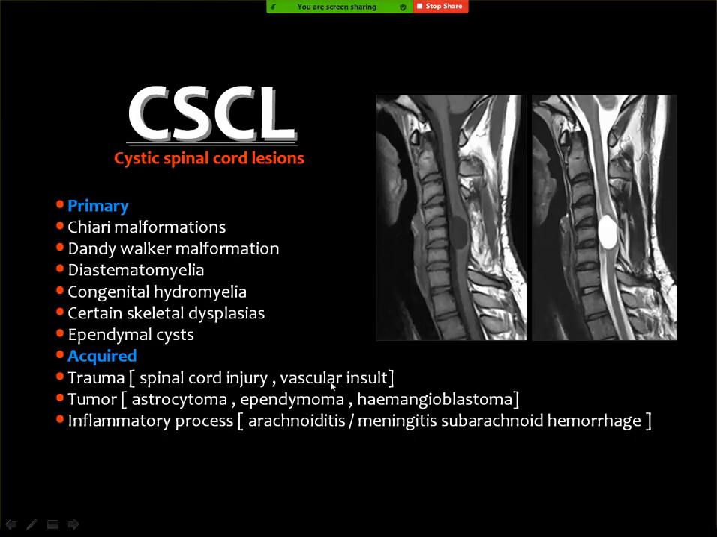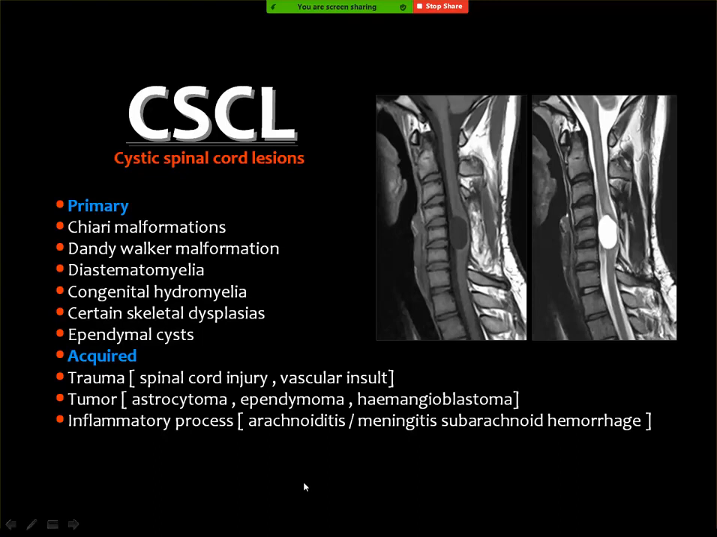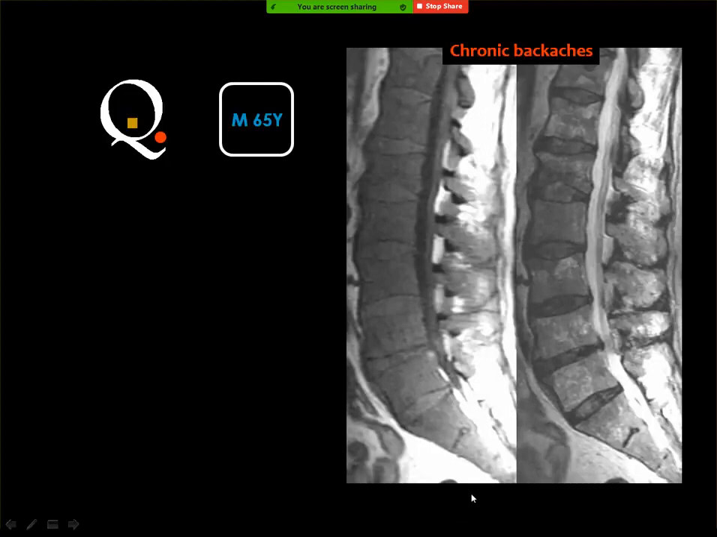Then post-traumatic, you may get injury of the spinal cord and cavitation. Tumors like astrocytoma, ependymoma, and hemangioblastoma. Infections like arachnoiditis, meningitis, and subarachnoid hemorrhage. Then, if you see a cystic lesion inside the spinal cord, then you need the diffusion weighted image. I hope you remember this. You need the diffusion weighted image in order to diagnose epidermoid cyst. And this is one of the supportive findings for epidermoid, to see that the cyst has a restricted diffusion. Otherwise, you include the differential diagnosis according to the rest of the imaging findings.